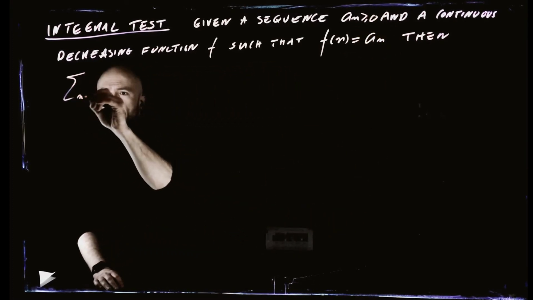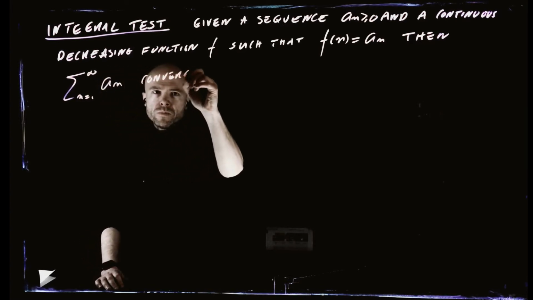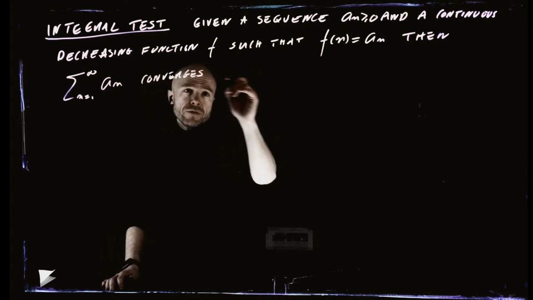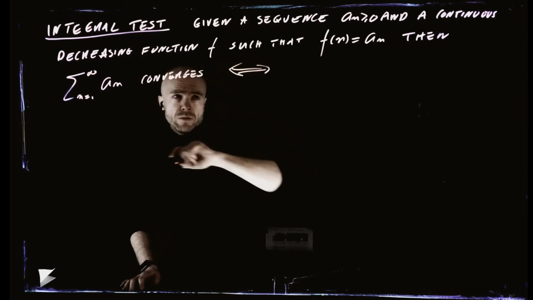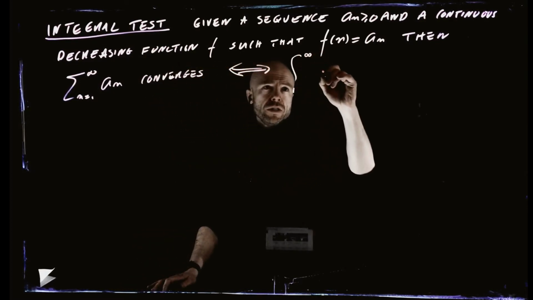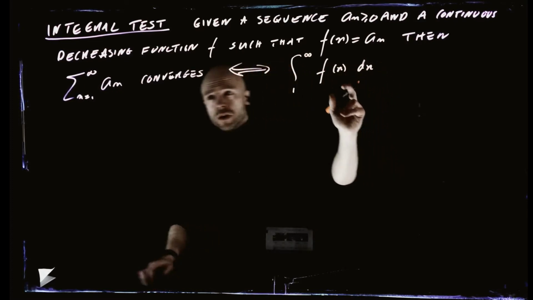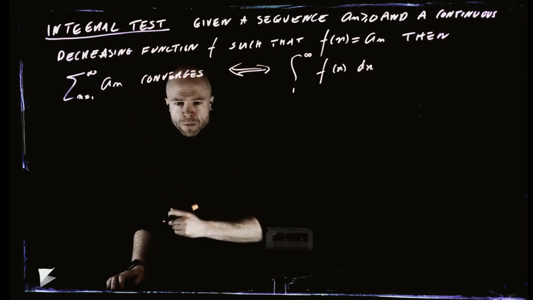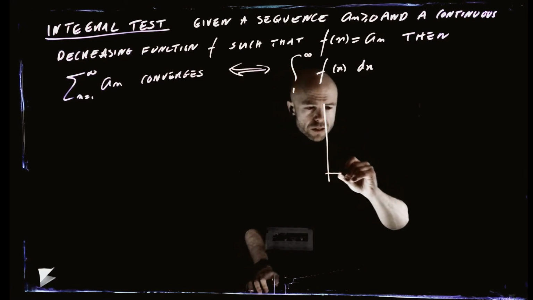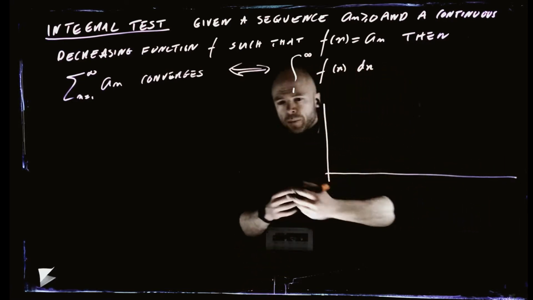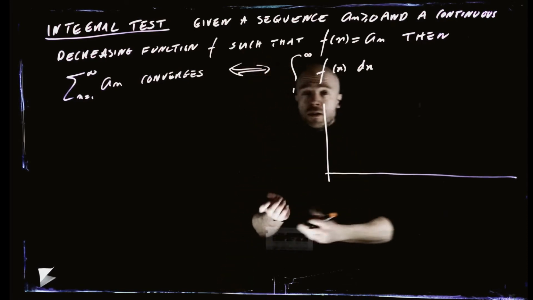Then this series, n equals 1 to infinity, a_n converges if and only if. So I'm going to write this like this. The statement that this series converges implies that the integral from 1 to infinity of this function converges, and conversely, this integral converges implies this series converges. Okay, and we've seen this already for specific sequences. That's how we saw, for example, that the series 1 over n doesn't converge. But it turns out that it's true in general.